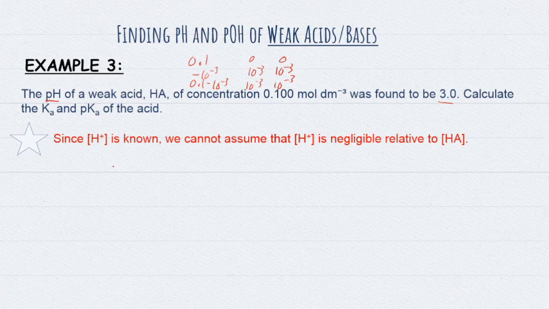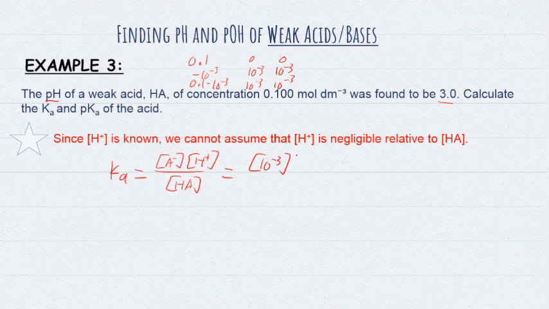Otherwise, let's start calculating the Ka. Ka again is the conjugate base, times the hydrogen ion or hydronium ion, over the concentration of HA. H+, we know that is 10 power minus 3. A minus has the same concentration as H+, so we can just square it. HA started with 0.1. How much does it dissociate? 10 power minus 3. So it is no longer just 0.1. We don't make that assumption anymore because we know that X is 10 power minus 3. So what does this give us?